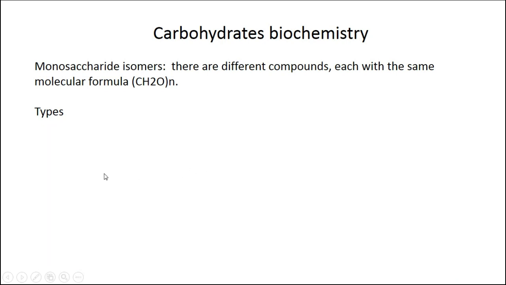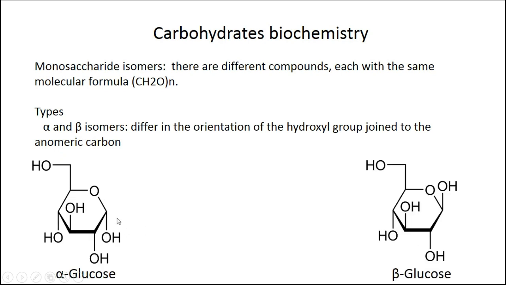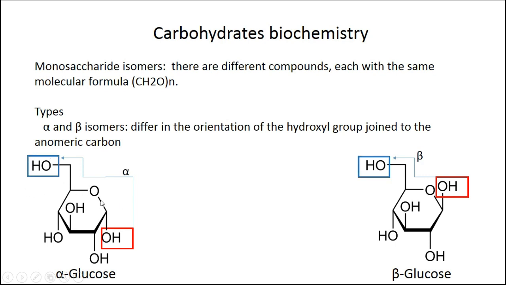We also have the alpha and beta isomers, and they only differ in the orientation of the hydroxyl group attached to the anomeric carbon. If this hydroxyl group is in the opposite direction of the last hydroxyl group, this is considered alpha, and if it's in the same direction, this is considered beta glucose.